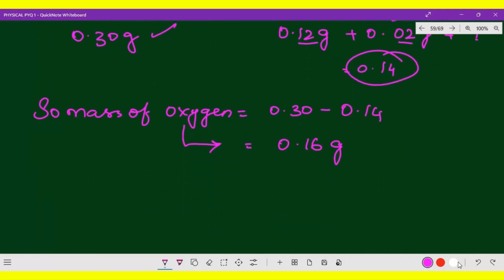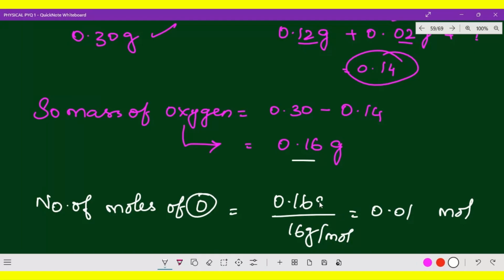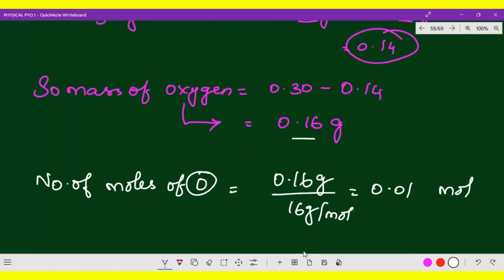In the same way, number of moles of oxygen. Oxygen here is O, the atomic mass. Given mass is 0.16 divided by atomic mass 16. So you will get 0.01 mole only. This is always gram per mole. Okay, now we have got all of that.